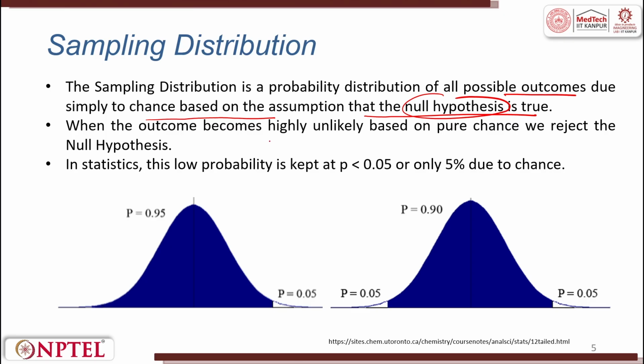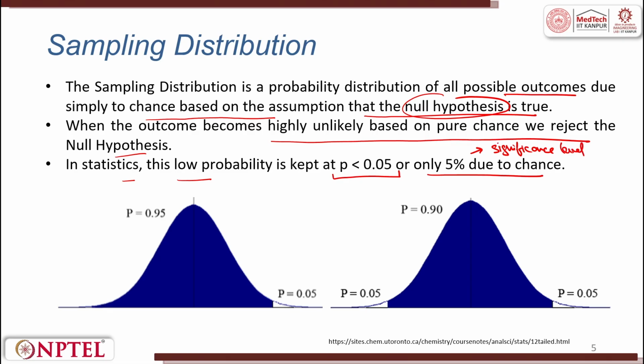When the outcome becomes highly unlikely based upon pure chance, we reject the null hypothesis. In statistics, this low probability is kept at generally around 5%, that is 5% due to chance. Now, probability if it is 5%, this is also known as the significance level. This P, that is 1 minus 5%, is confidence level.